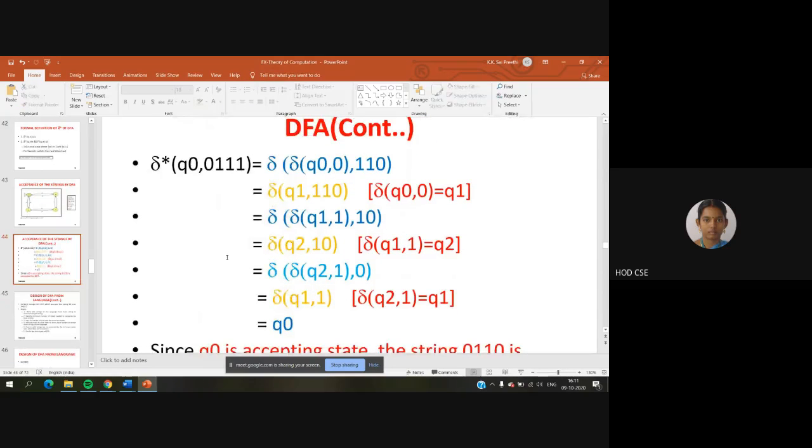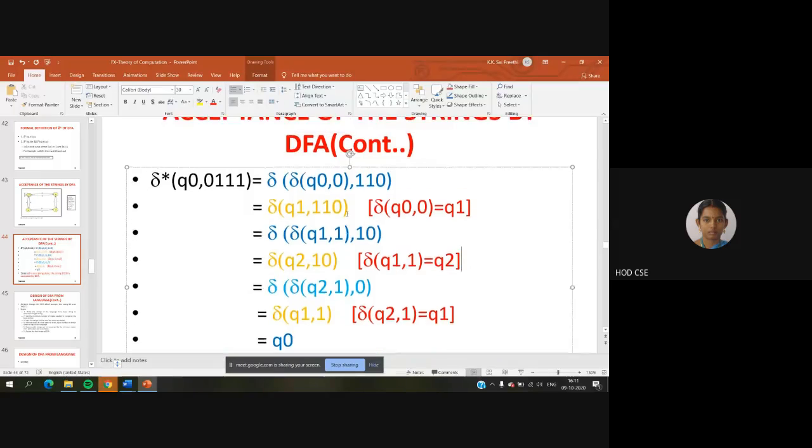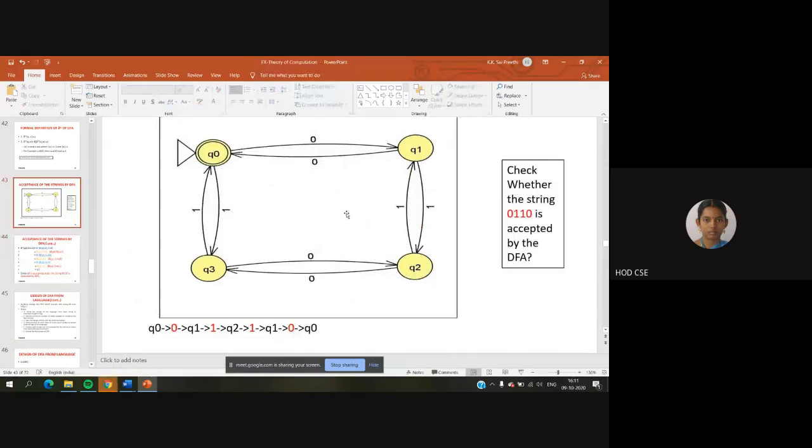So in the next class we shall see how the DFA can be designed from the set of languages. Is there any clarification? I stopped here. Is there any clarification as of now?